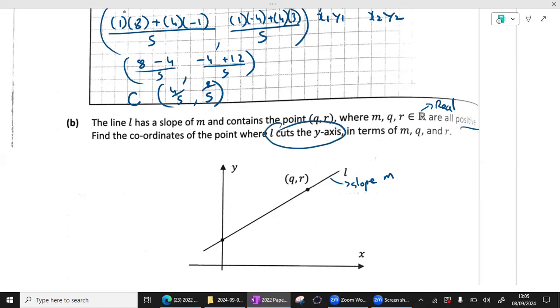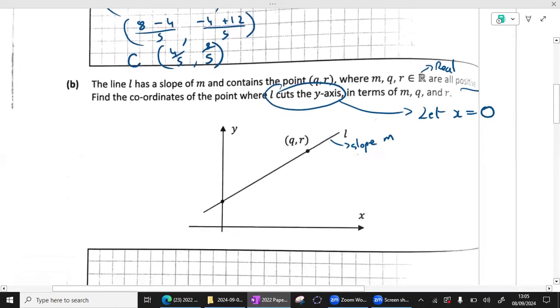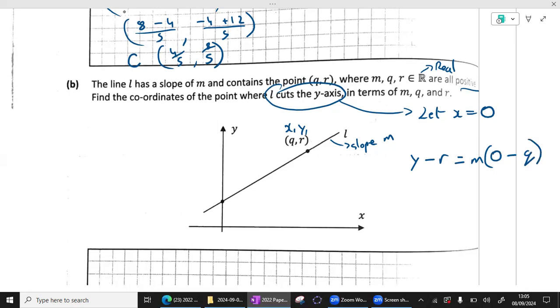Now, the minute I hear cuts y-axis, in my head, I'm saying let x equals 0. Any mention of y-intercept, x has to be 0. So I guess what I'm going to do here is let x equals 0, but I need my equation first. So I'm going to do y minus y1. So that's going to be x1, y1. So that's, or in this case, equals m, which is my slope, bracket x, which is 0, minus x1, which is q. So y minus r is equal to m by 0 is 0, and then m by q is minus mq. So y is r minus mq.